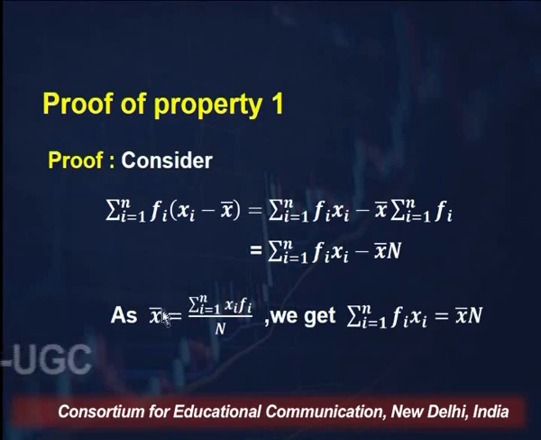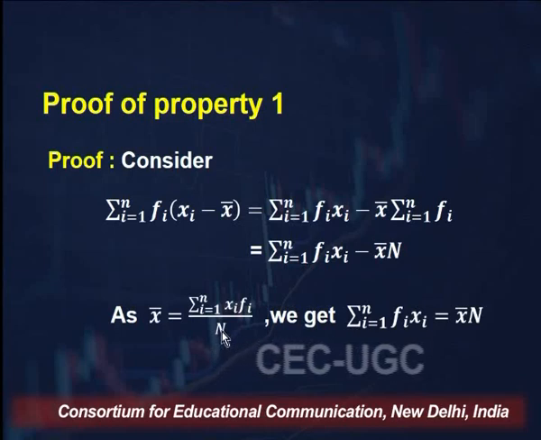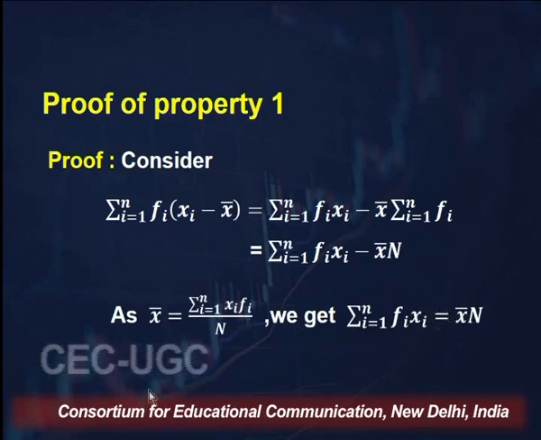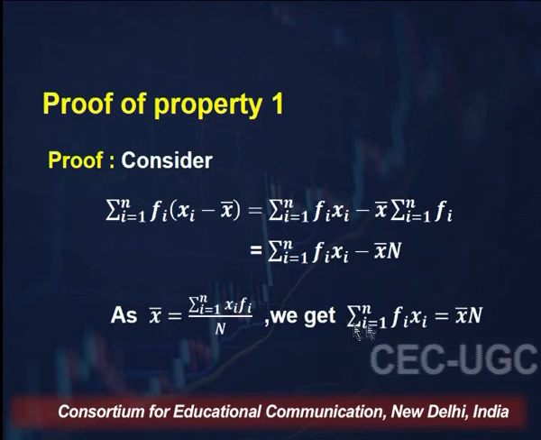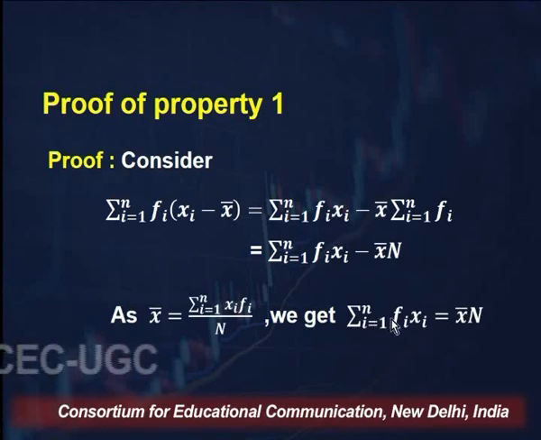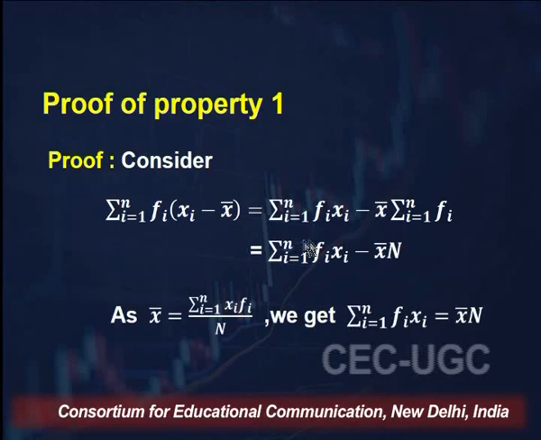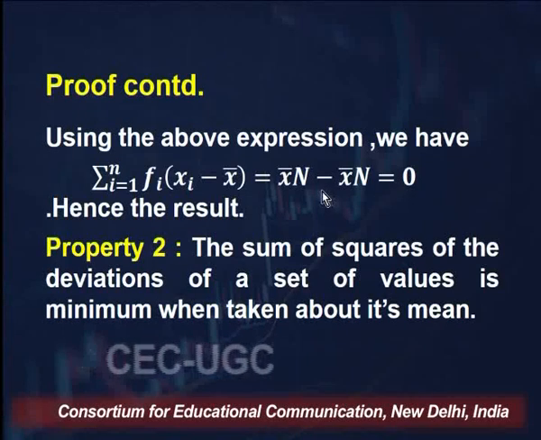Now let us use the definition of x bar. The definition of x bar says x bar is equal to summation xi fi upon capital N. From here I will get the value of this summation. The numerator will actually be x bar into N. I just cross multiply this capital N with x bar. So we get summation fi xi as equal to x bar into N, and this value of summation fi xi, I put it in this expression, then it becomes x bar into N minus x bar into N, which is actually equal to 0. So we have established the first property.